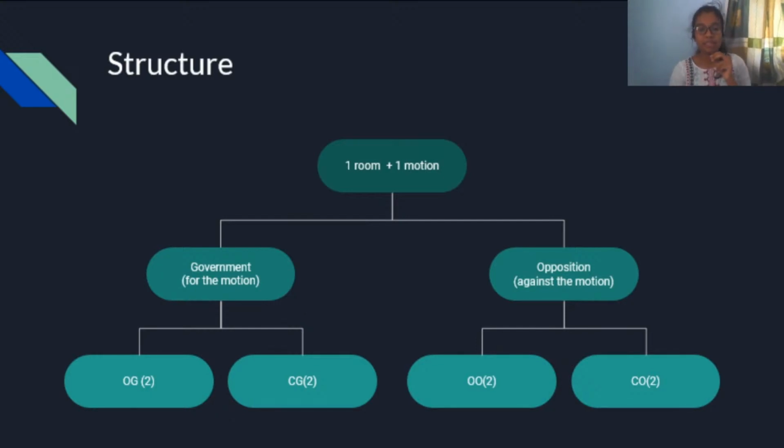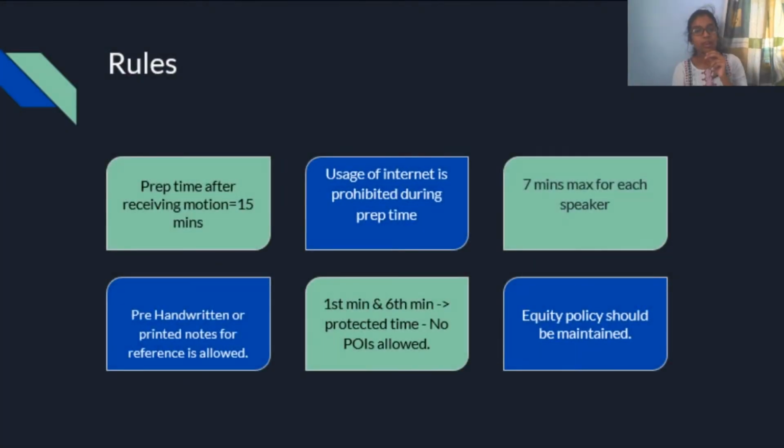As the name suggests, the opening government and the opening opposition will be part of the opening half. The closing government and the closing opposition will be part of the closing half. And along with this, we have the adjudicating panel, where there'll be a chair and two adjudicators judging the entire debate and announcing the verdict. So that's basically the basic structure of the debate. And now let's move on to the format of the debate.